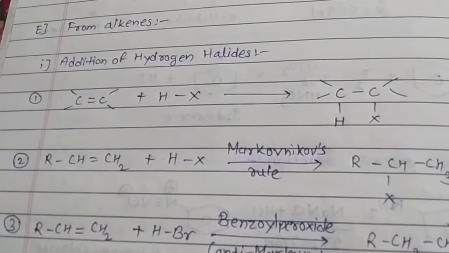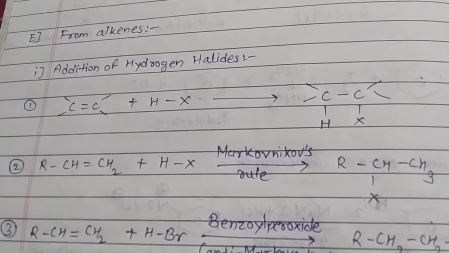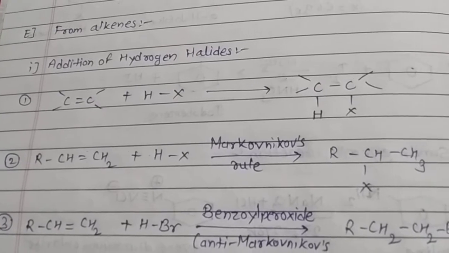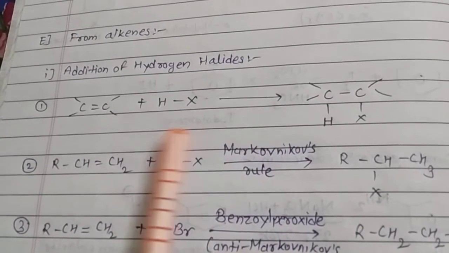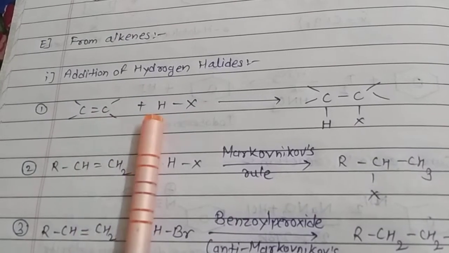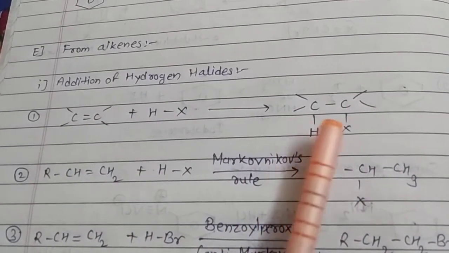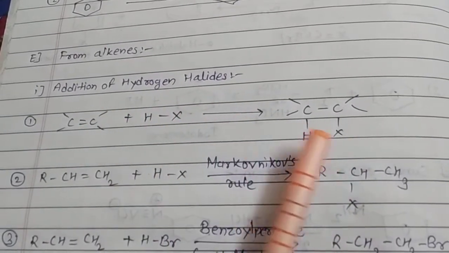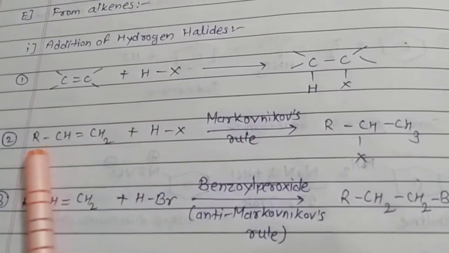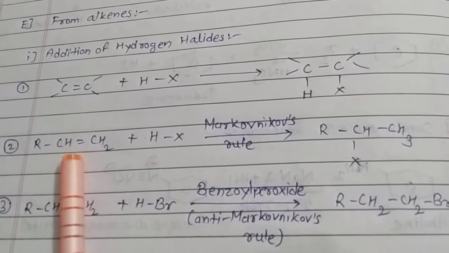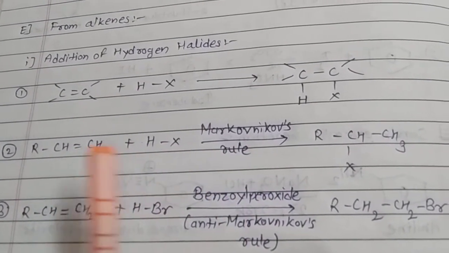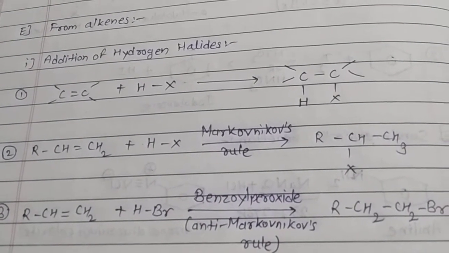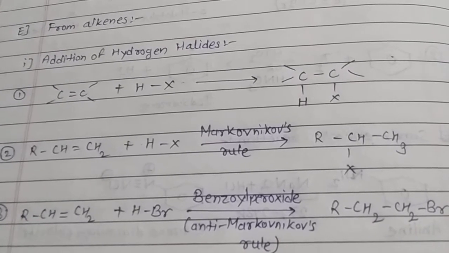Next category, from alkenes. So from alkenes we can prepare alkyl halides. If the alkene is symmetrical, then there is no problem. We can add H and X to any one of these carbons. So here H is added, and on this carbon X is added. So for a symmetrical alkene there is no problem. If the alkene is unsymmetrical like this, then we have to use Markovnikov's rule. So what does Markovnikov's rule tell? The nucleophile attacks the carbon which has the least number of hydrogen atoms.